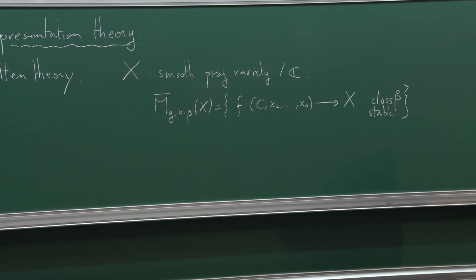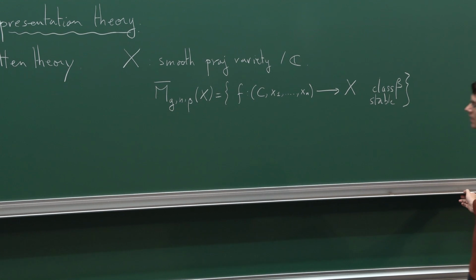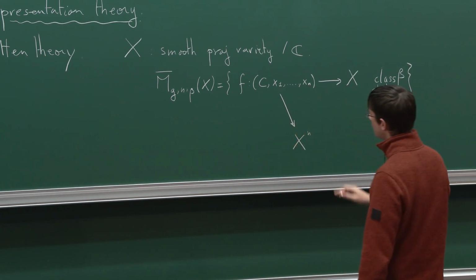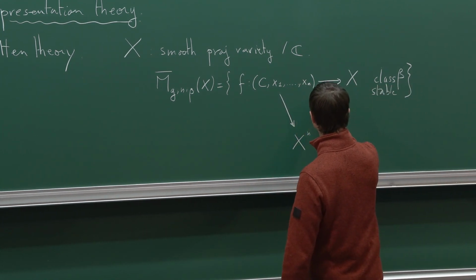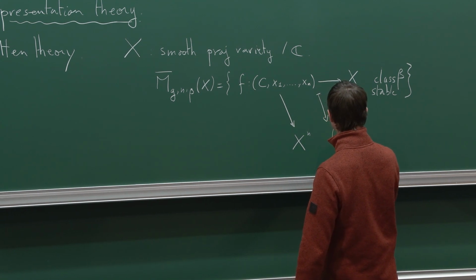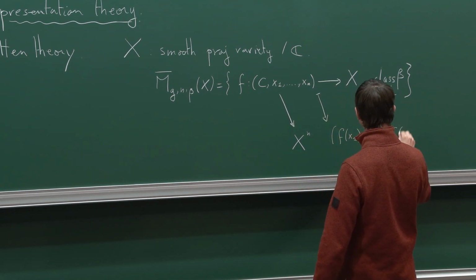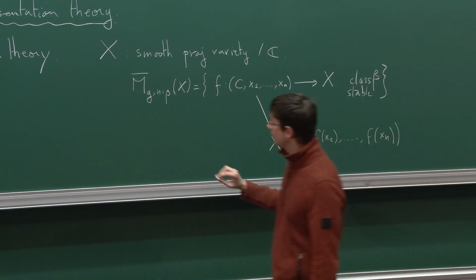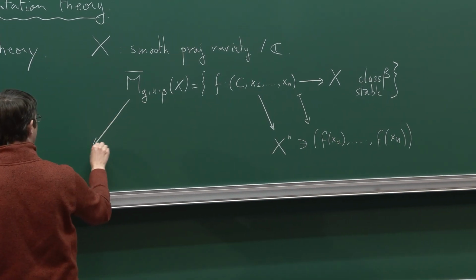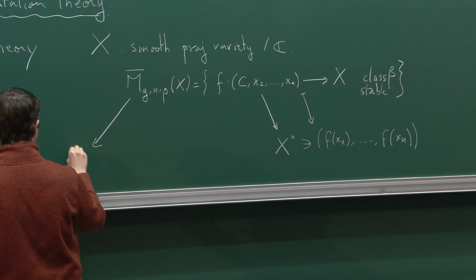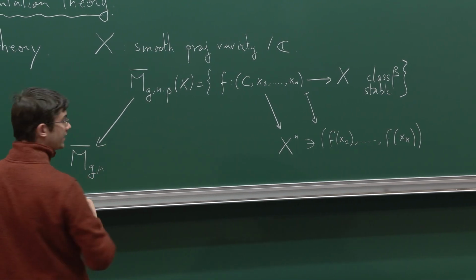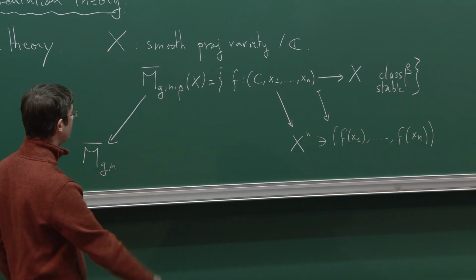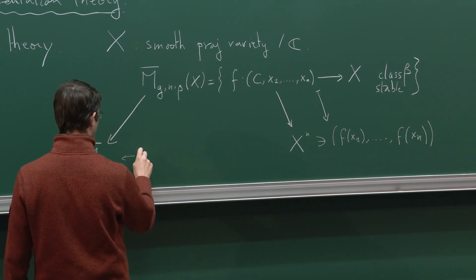And you can think about these moduli spaces as defining correspondences between, on the one hand, the n-fold product of X, where this morphism is evaluation at the n marked points. And on the other hand, the moduli space of stable curves. So if you have a stable map, you can just remember the domain curve. It's not necessarily a stable curve, but you can always stabilize it to produce a stable curve. So you get a morphism from the moduli space of stable maps to the moduli space of stable curves.